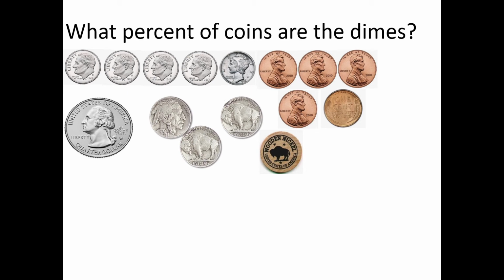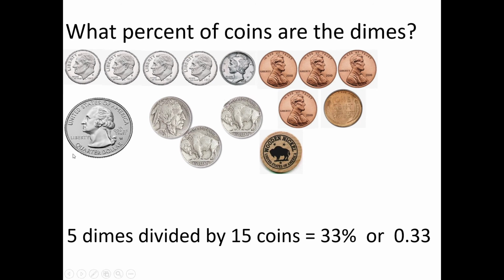So what percent of the coins? Well, how many coins do we have? What's the population of coins? 1, 2, 3, 4, 5. There are 5 pennies, that's 10. There are 3 buffalo nickels, or Indian head nickels. So that's 13. There's a wooden nickel, it'll be 14. Yes, we are going to count that. And then there is a quarter. So there's 15 coins total.